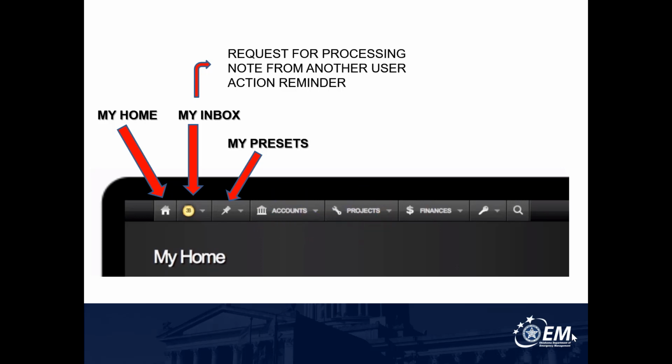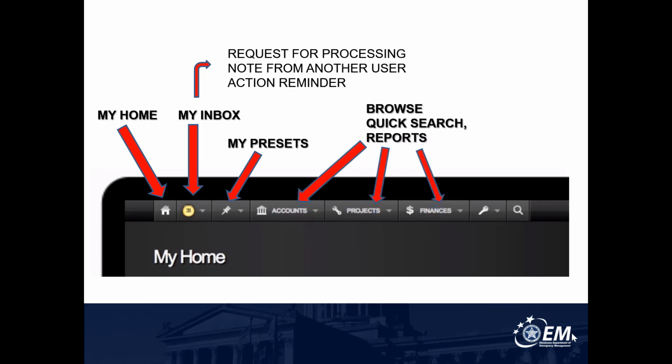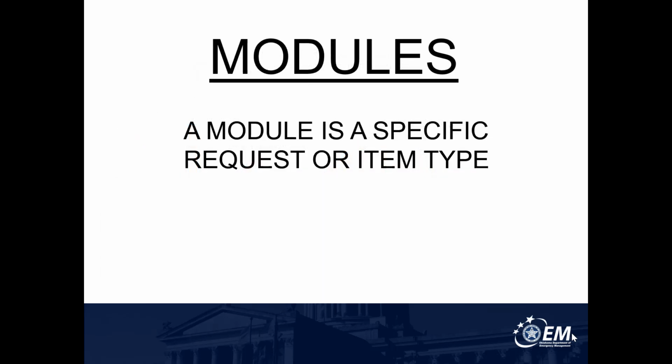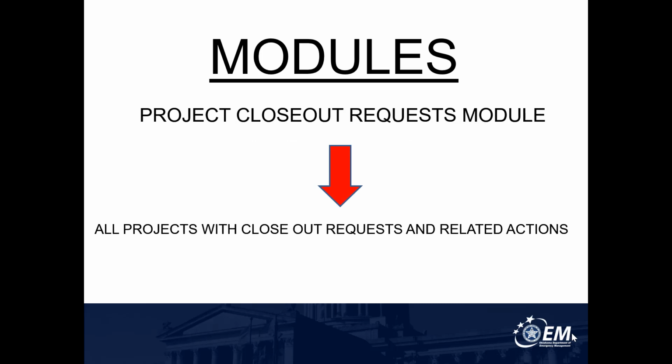The Accounts, Projects, and Finances menus are used to browse through the different areas, or what we've referred to as modules, of the system. We will look at these modules in depth later. A module refers to a specific request type or item. For example, the system has a module called Project Closeout Request. And under this module, you'll find all the projects with closeout requests and related actions.